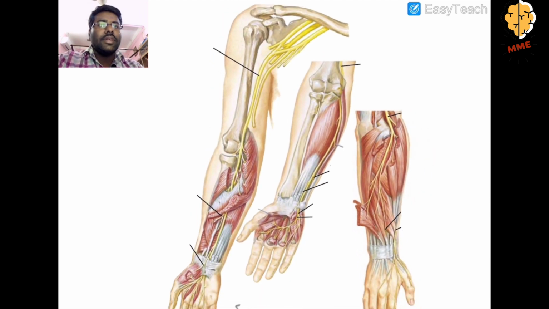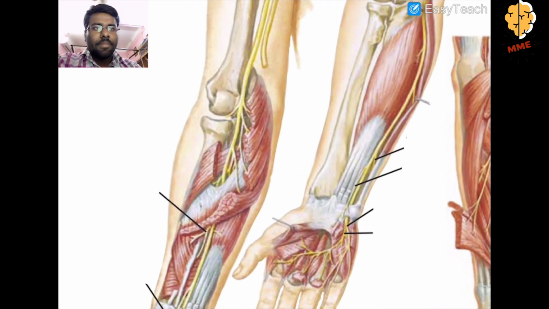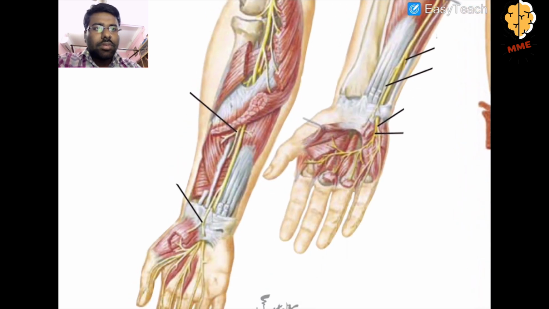Okay, so let's start. What is this nerve? When you get the PDF, please try to solve it yourself. This is the median nerve. Now coming to this, this is the deep branch. What is this nerve? This is the anterior interosseous nerve. See, there is the upper part of the flexor retinaculum. So what is this branch? This is the palmar branch of the median nerve.